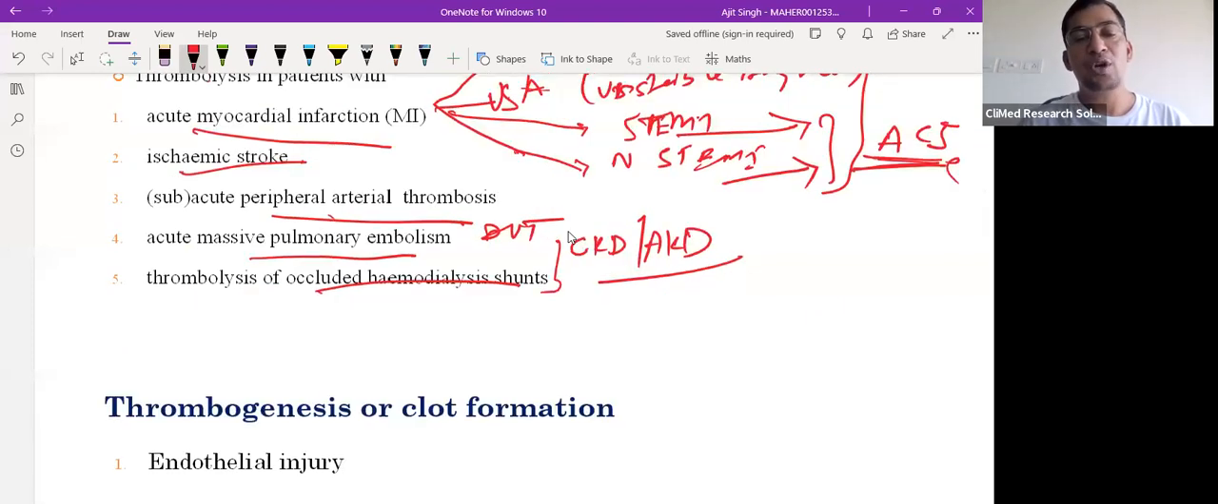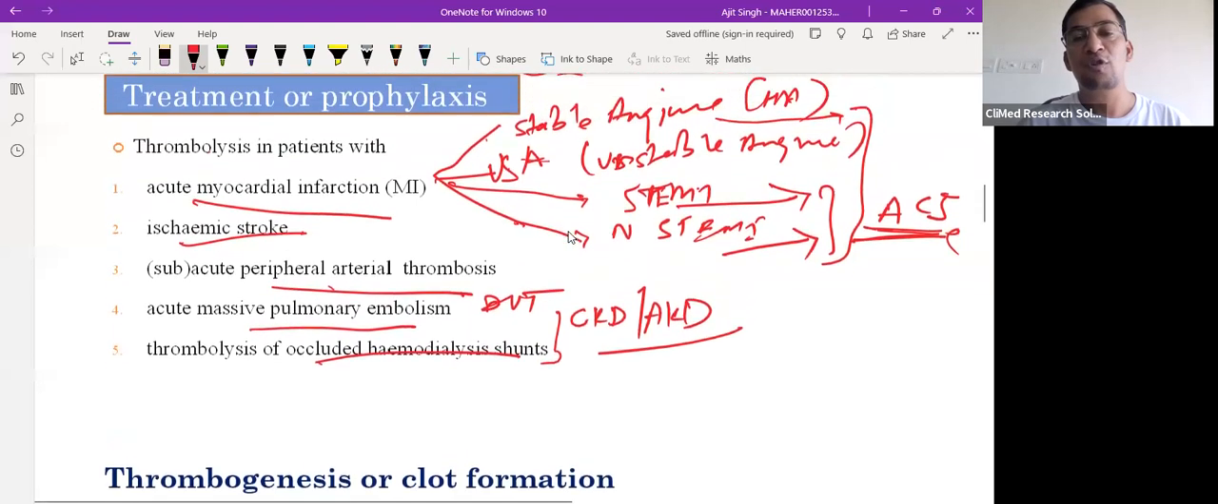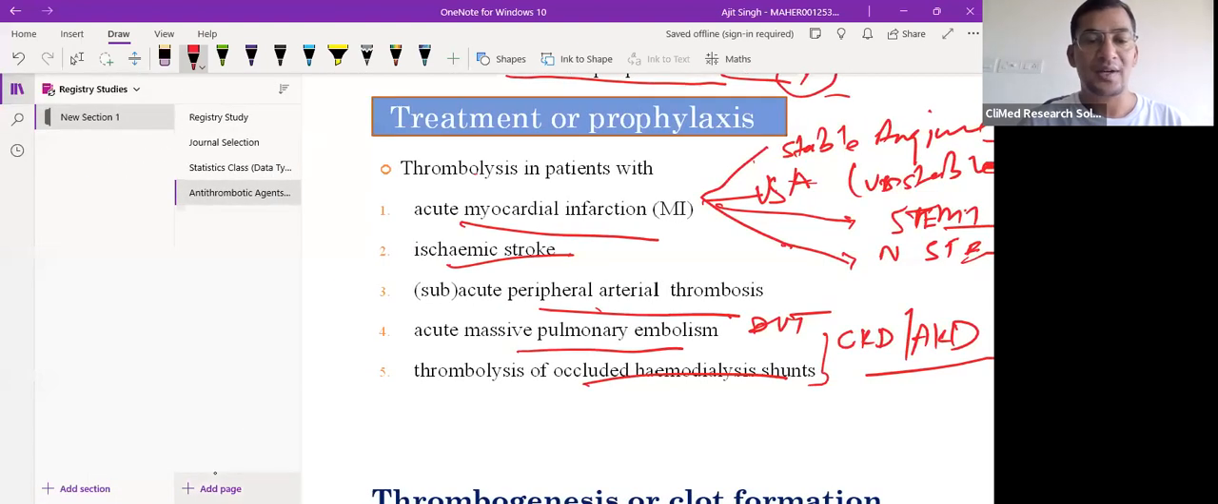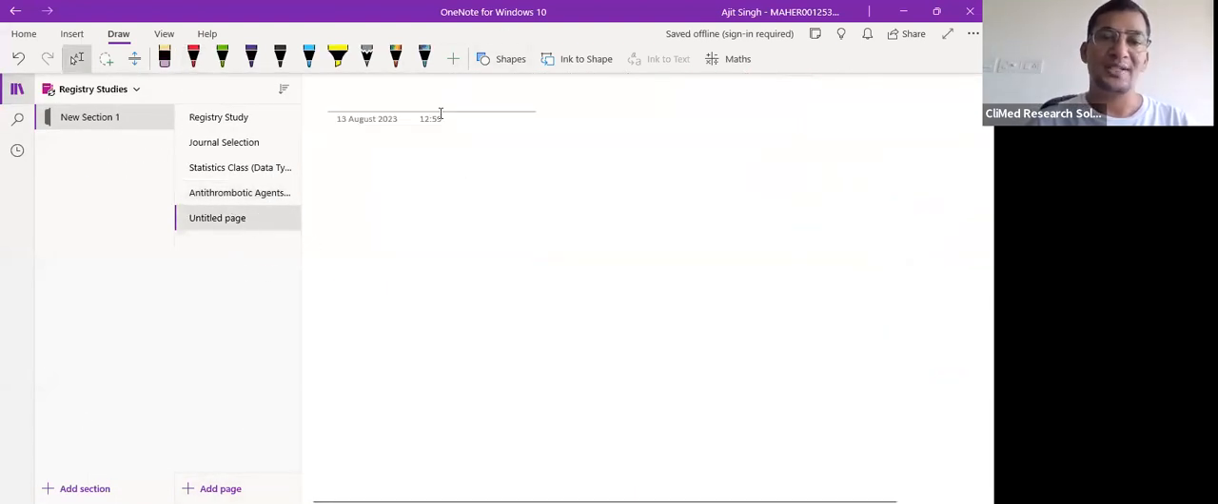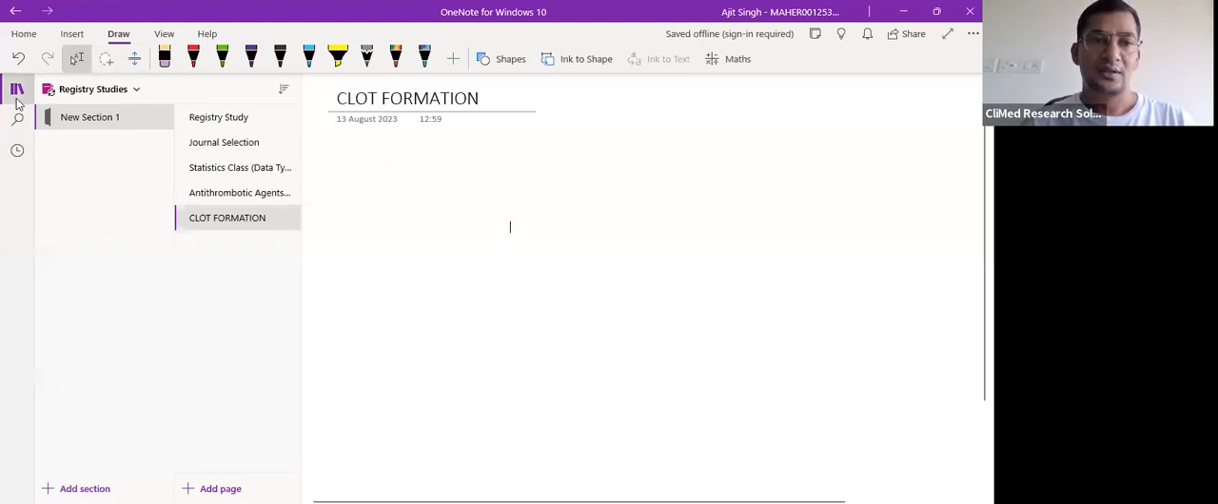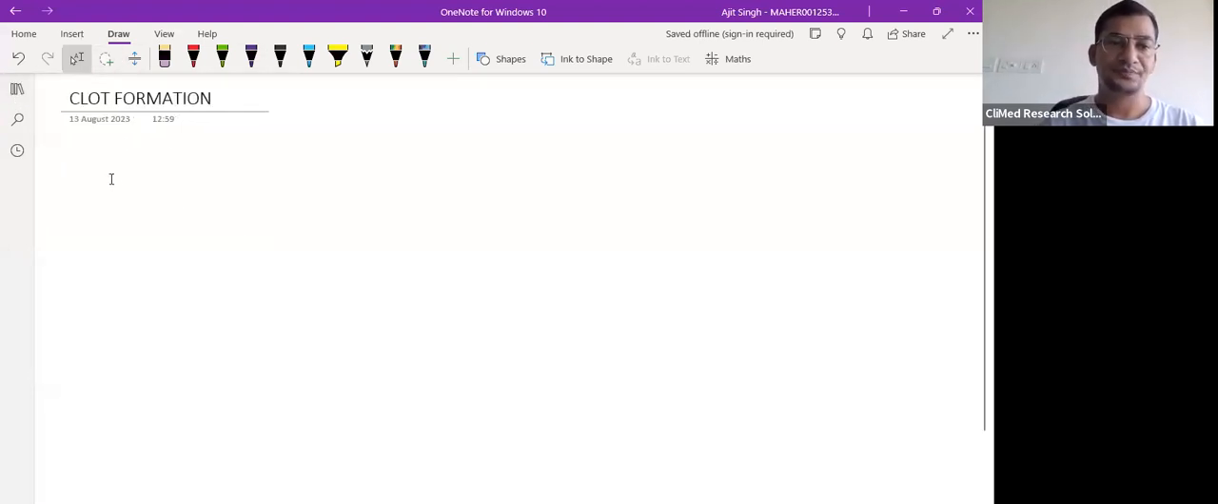Now let me tell you what is the thrombogenesis or how the clot formation is happening. Okay, how these clot formations are happening, right? So let me add one more page and let me tell you how this clot formation is happening. Okay, so let's start here. So guys, what do you think, what is your opinion, how the clot formation will happen in your body or in your coronary arteries or in your deep veins or in your peripheral arteries? How it happens usually? Tell me.